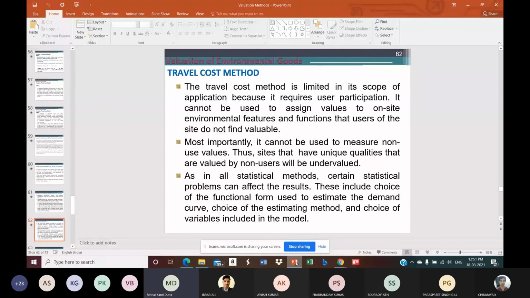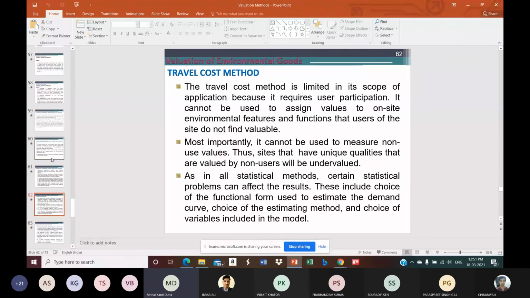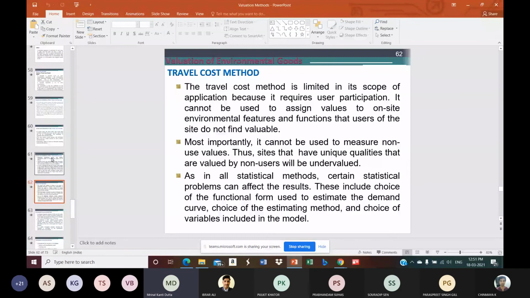The travel cost method is considered to be limited in its scope of application because it requires user participation. Many a time it becomes extremely difficult to find people to respond to the queries that might be there in the schedule. It cannot be used to assign values to on-site environmental features and functions that users of the site do not find valuable. It's a perception kind of a thing.